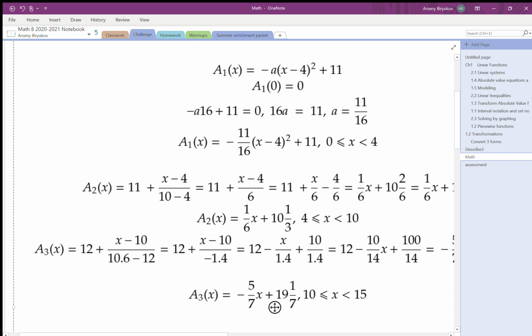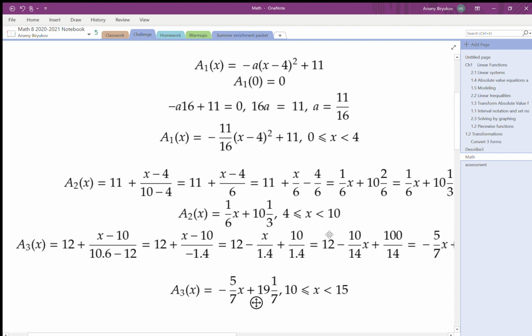After simplifying this, our result becomes A2(x) = 1/6 x + 10 1/3, and this is when 4 is less than or equal to x, which is less than 10.